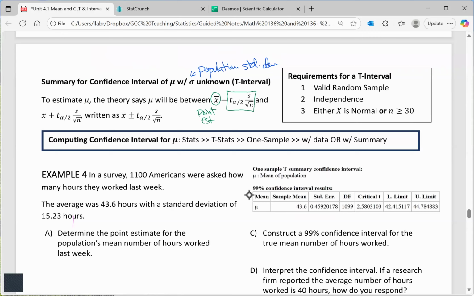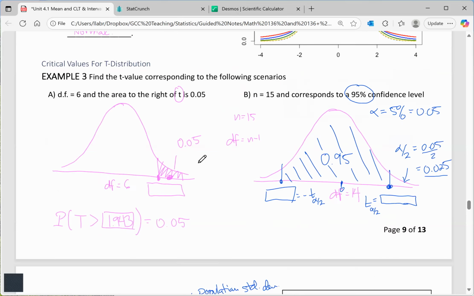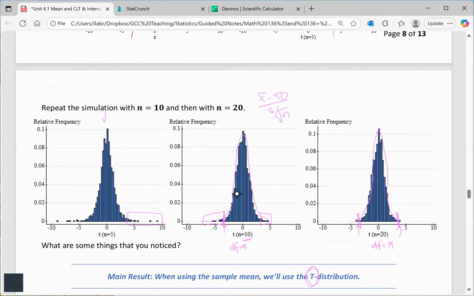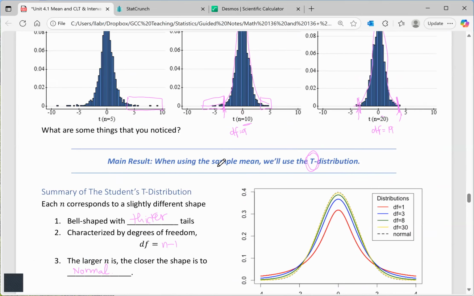And remember that s is, again, from my sample. And so what I did is I replaced sigma with s, and we saw that mandates that we essentially use the t distribution. So we saw that via modeling here, that if you replace sigma with s instead, you get these thicker tails. So because of that, we're going to use the t distribution. So just be aware of that.